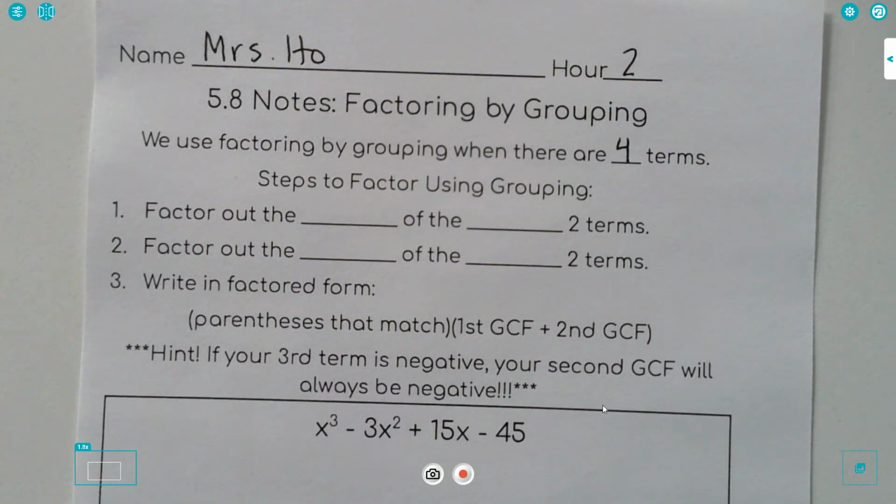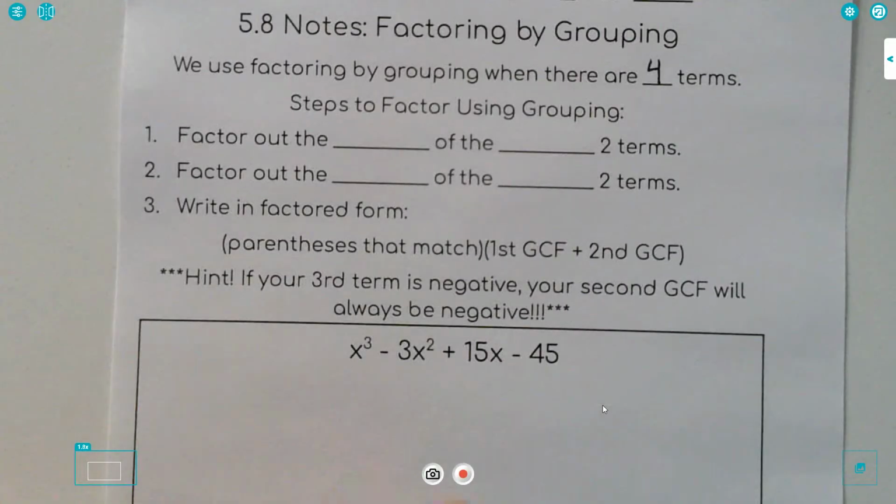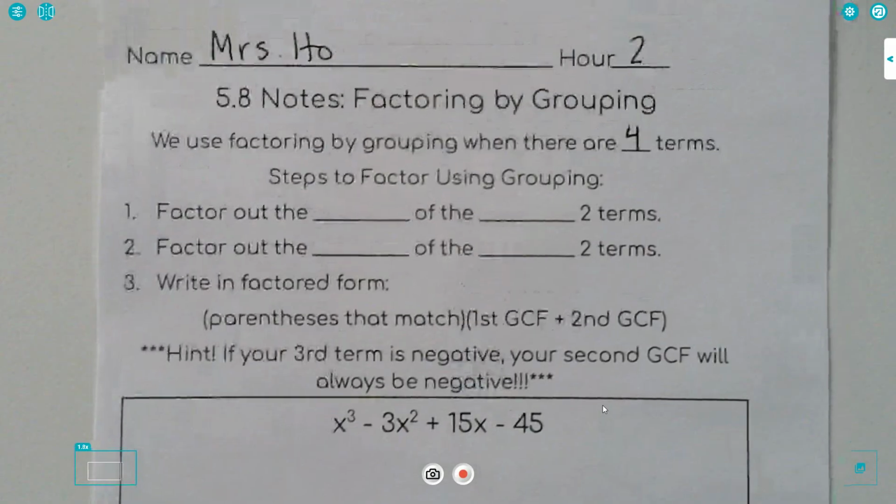So, there's 4 terms, and there is not a GCF between all of them. So, if you look down here, I can't pull an X out of all of these, and I can't pull a number out of all of them. So I can't do a GCF first. Instead, I have to do something else. So this is our something else.